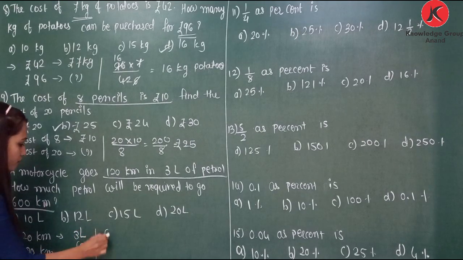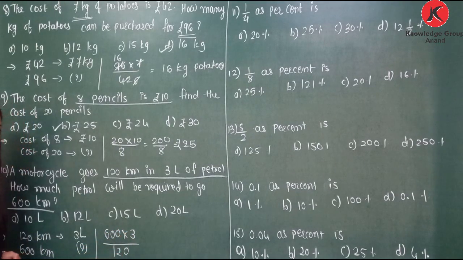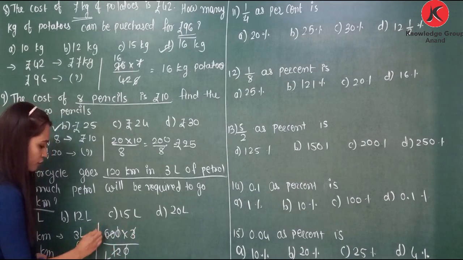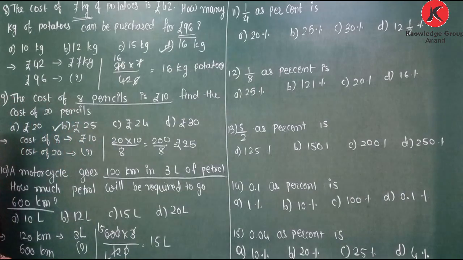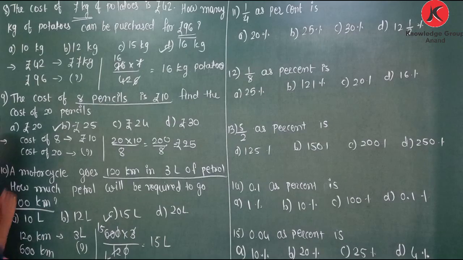Now cross multiply. 600 multiply 3 divide 120. 10 cancel. 4 50. So it is 15 liter of petrol is required to go 600 km. So that is option C.